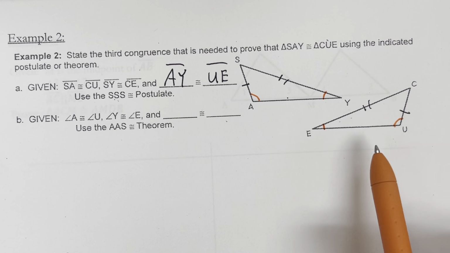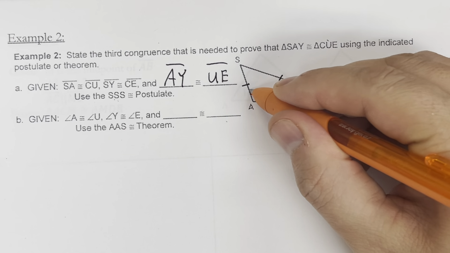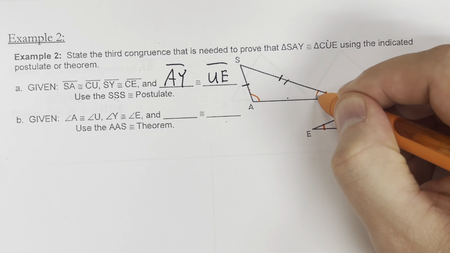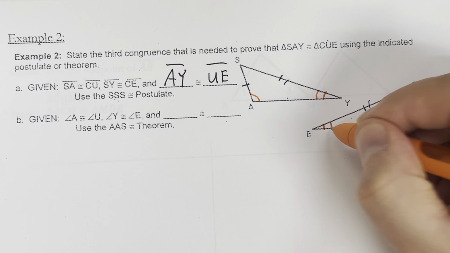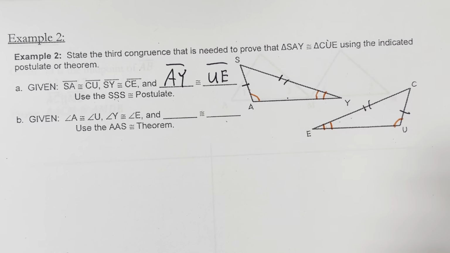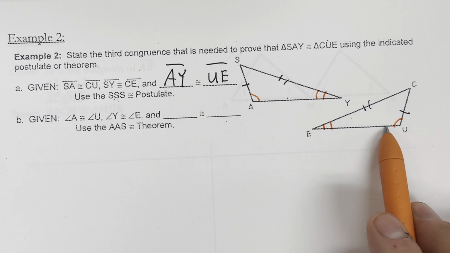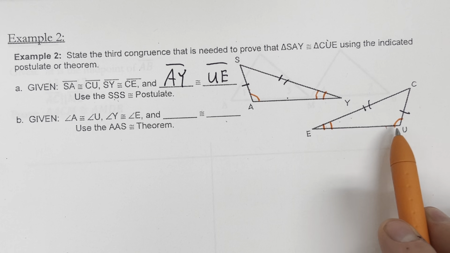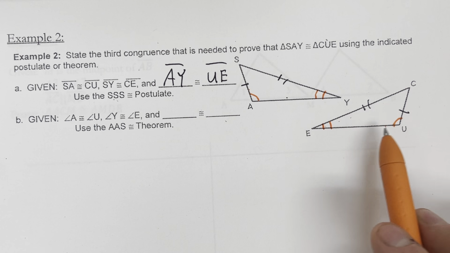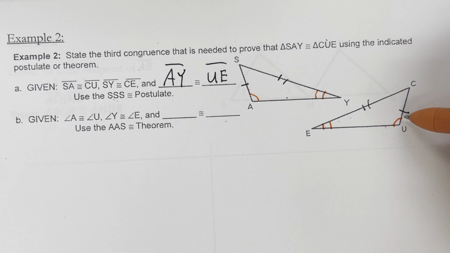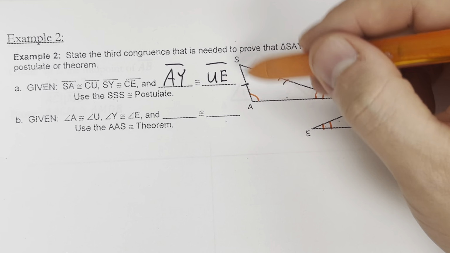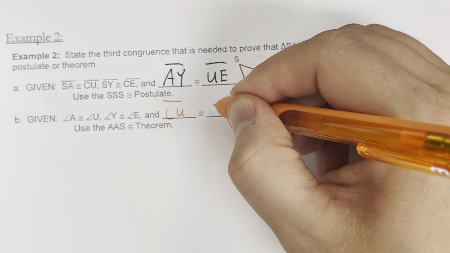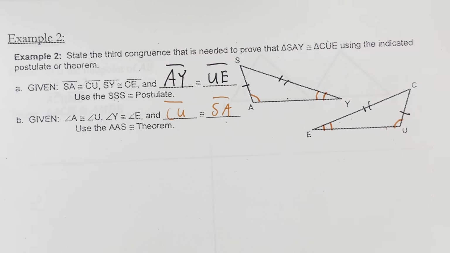So we have some options here. I should have put 2 tick marks on this one. There we go. 2 and 2, 1 and 1. All right, so I could go angle, angle, side this way, or I could go angle, angle, side this way. So I'm going to say that if CU was congruent to SA, we could use angle, angle, side.